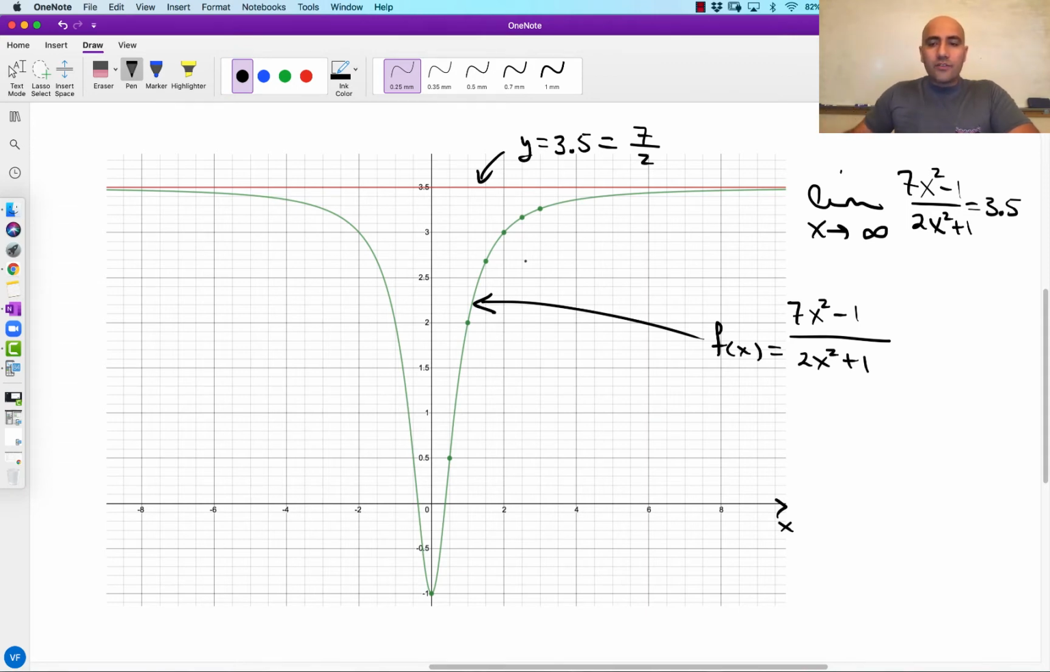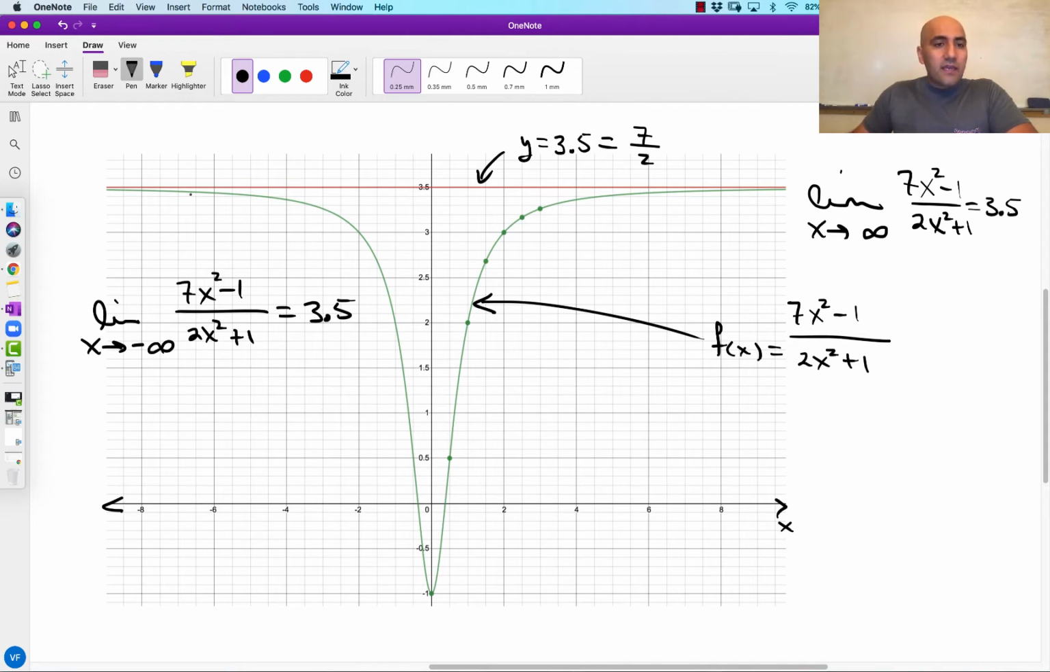And then in the other direction, we want to focus over here. We want to say that as x approaches negative infinity, so the limit as x approaches negative infinity of my function, 7x squared minus 1 divided by 2x squared plus 1, that this limit also equals 3.5. So in this particular case, whether you're heading toward positive or negative infinity, in both situations, the function is heading in the same place. It's getting infinitely close to this red line, getting infinitely close to the output of 3.5.